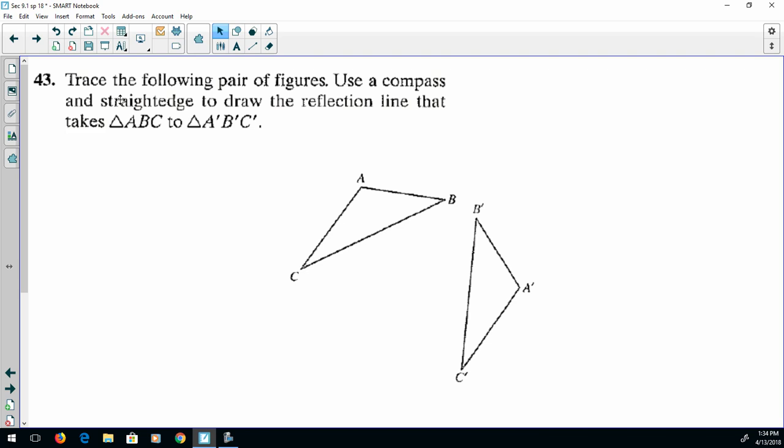On this one, use a compass and straight edge to draw the reflection line that takes triangle ABC to A prime, B prime, C prime. So there's some line in here that's like a mirror, that the prime side is a mirror image of what's on the other side. And I said, this is a terribly easy problem to do. You need to draw two circles. Draw a circle that's centered at A that goes through A prime.